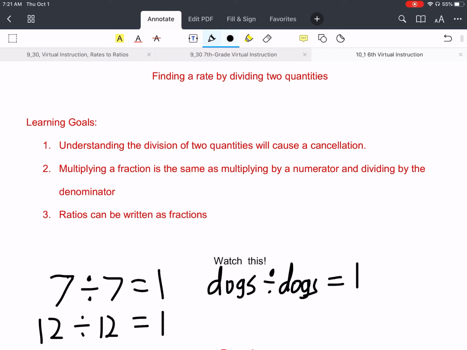It could be hours divided by hours. It's going to be equal to 1. And when we are dividing a label by a label, like we did with hours divided by hours, having it be equal to 1 is very important for this lesson. So if you can remember that anything divided by itself is going to be equal to 1, you're going to be in good shape.